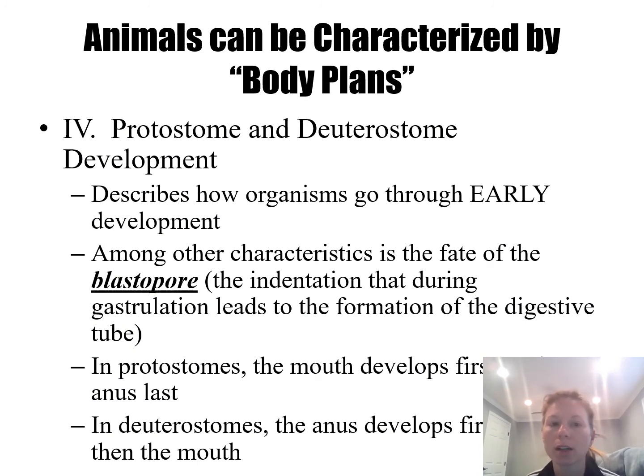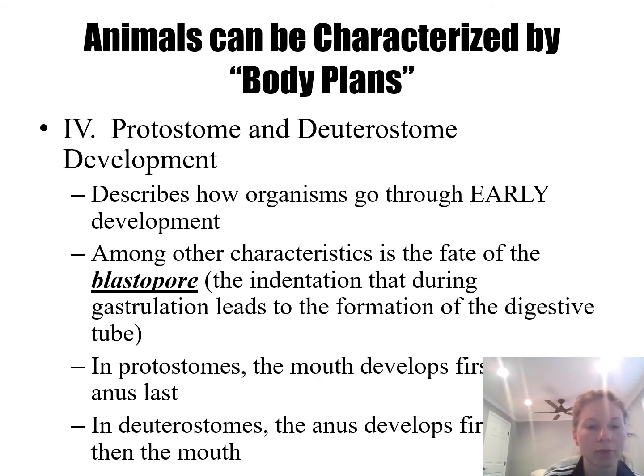So animals can be put into two categories based on what develops first, whether it's their mouth or their anus. And this will make more sense when we get to the next picture. But once they go through gastrulation, that blastula folds over on itself, then you have an opening. That's the blastopore. And that little opening can either be the mouth or the anus. In protostomes, it's going to be the mouth, and in deuterostomes, it will be the anus.